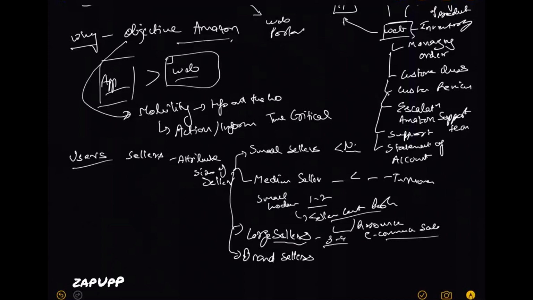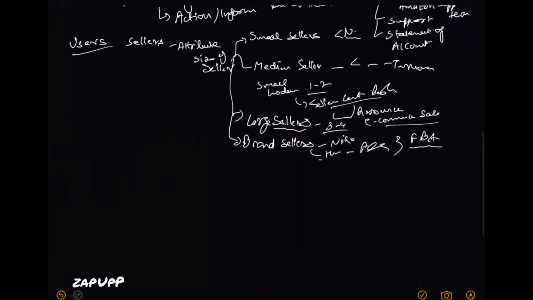And then there are brand sellers. So for example, Nike would sell, or Hindustan Unilever or P&G would be selling on Amazon. So these are my brand sellers. Okay, so these are the different types of sellers that we identify.